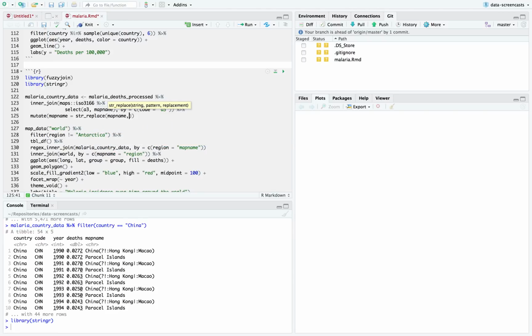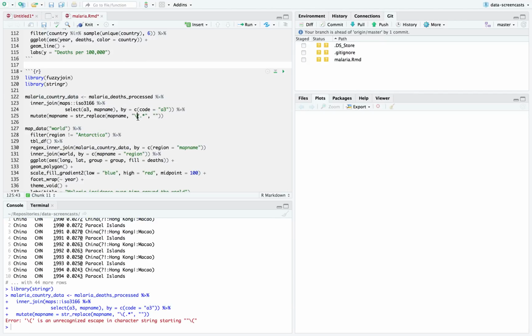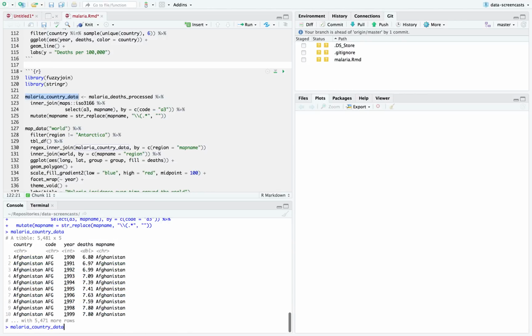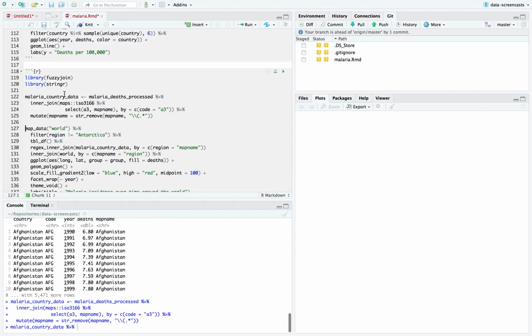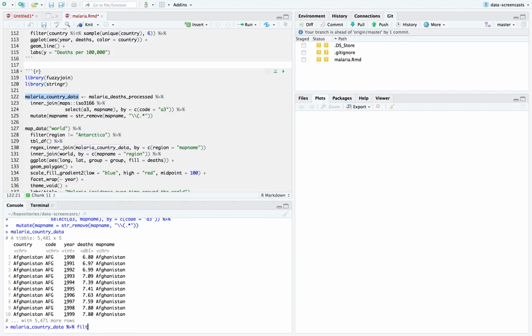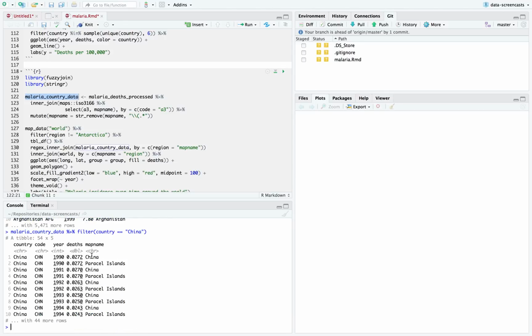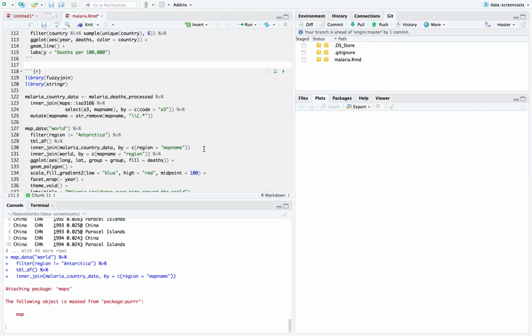I'm going to replace all times that a parenthesis and then some text appears with nothing. Oops. I actually could use string remove for that. And now I can join. And now if I say country is China, I just get China for the map name. This should be joining together. So now, instead of a regex inner join, I just do an inner join. I should feel pretty good about this. Let's see what I got.